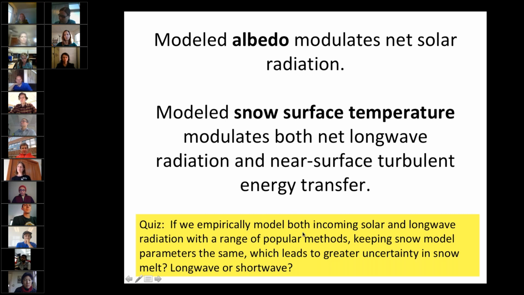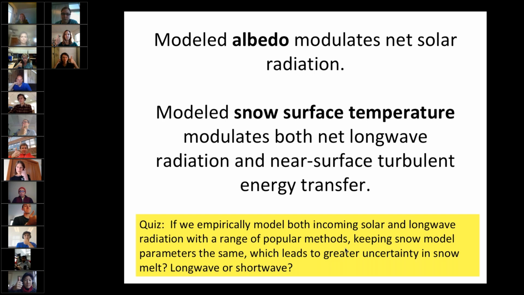So if you think we were empirically modeling both incoming solar and long wave radiation with a range of popular methods, and we kept all of our snow model parameters the same, which do you think leads to a greater uncertainty in snowmelt? How we model the long wave or the short wave? How many people are going to vote for long wave? Thumbs up for long wave. Long wave is going to make a bigger difference.